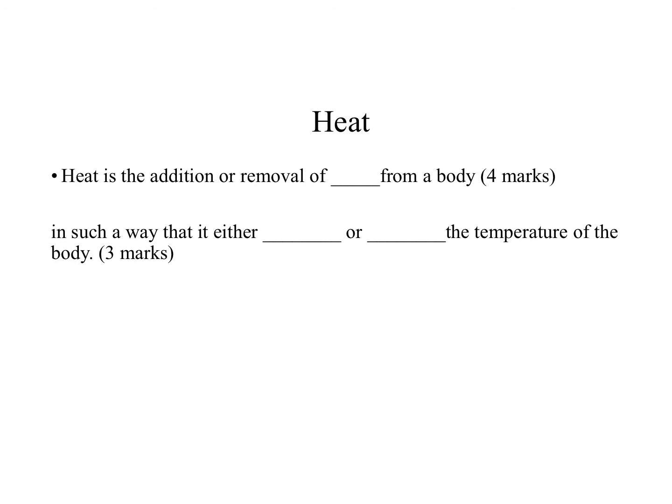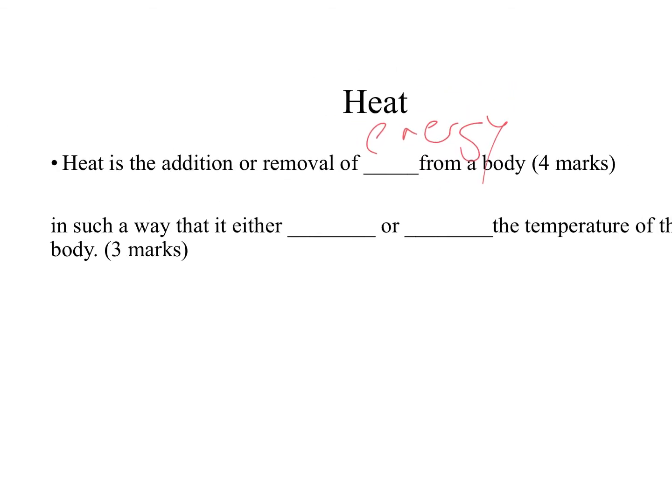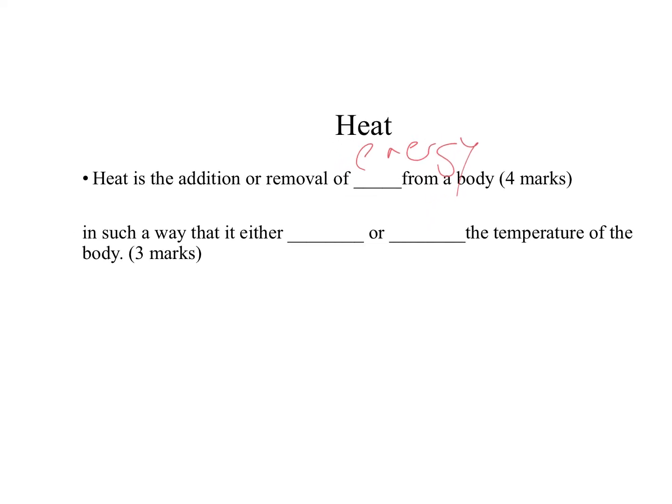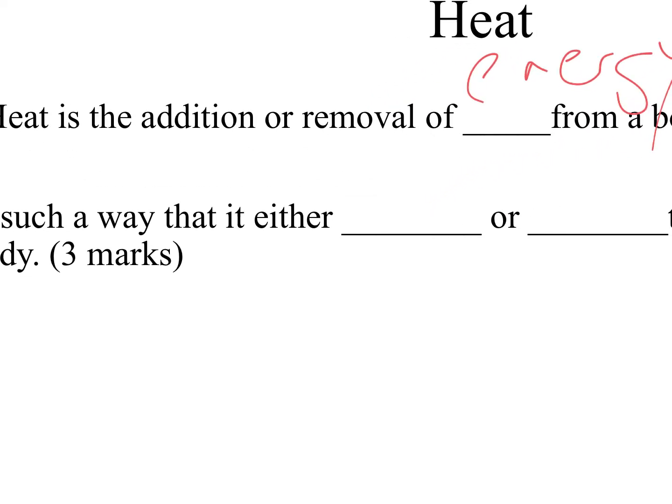So the main thing to know about heat is that heat is the addition or removal of energy from a body. If you want to take that down into your notes. You might remember from junior cycle they had the different forms of energy: light, heat, kinetic energy, which is movement energy. But heat is one of those forms of energy, right? There's about 10 of them altogether. And when you add or remove heat energy to a body, it either increases or decreases the temperature of the body.